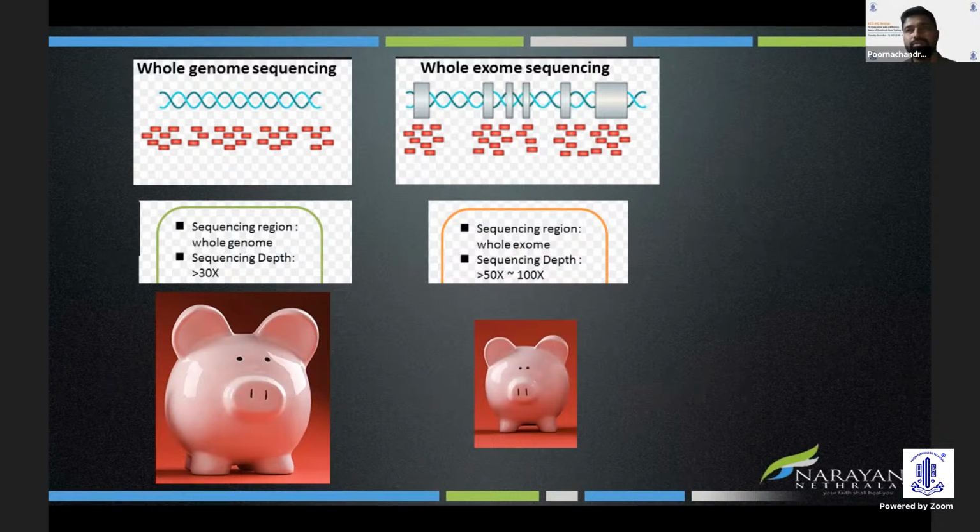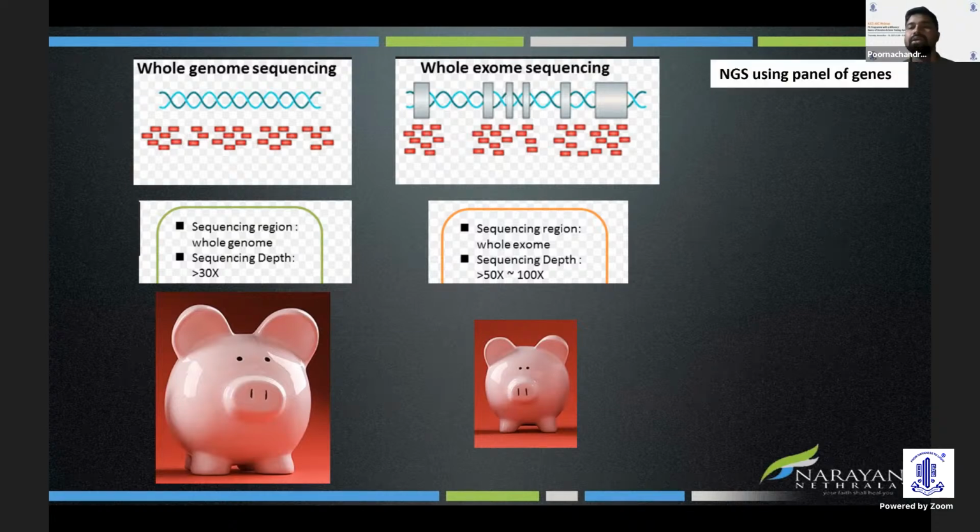The whole genome sequencing, most of the time we do as a part of a research project, but from a patient perspective, it may not be of that much benefit at this point of time. But of course, there are some reports which are coming. The intronic changes also can influence the exonic. But that's for a different discussion altogether.